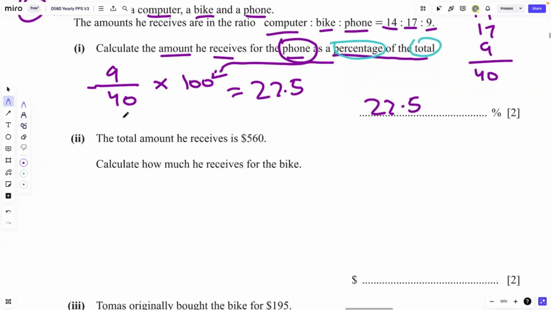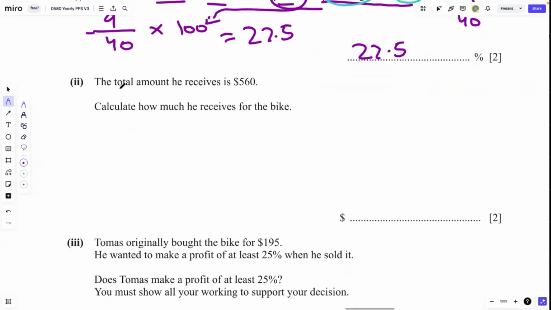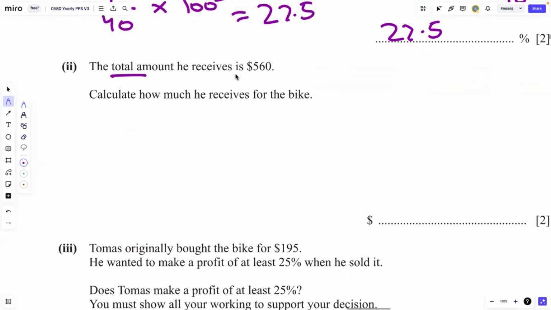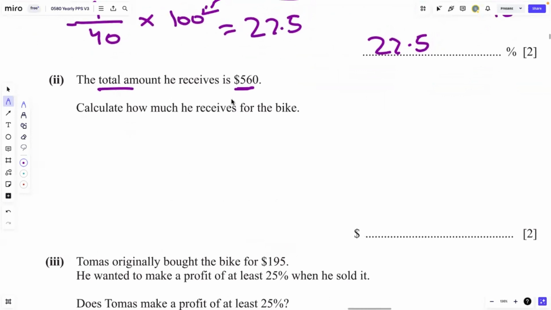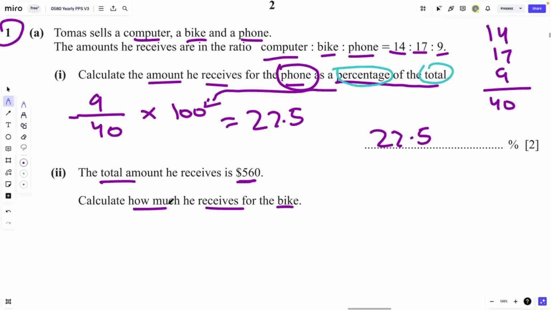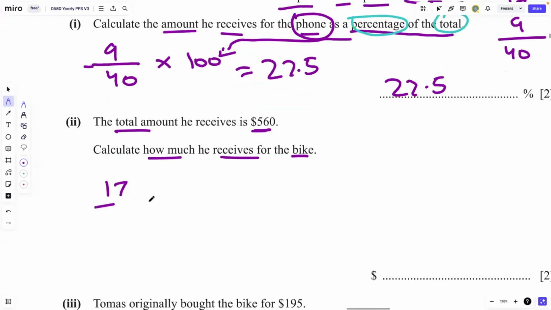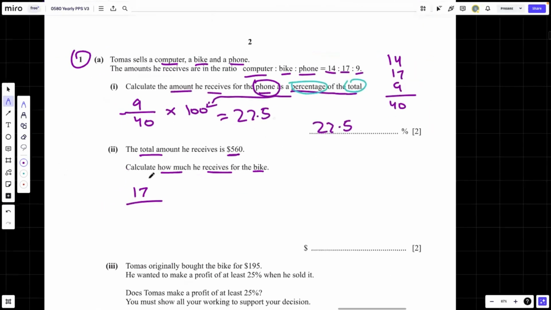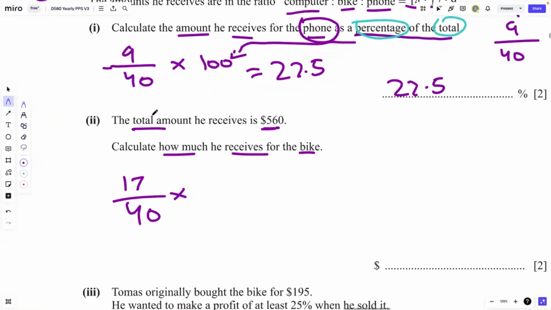Now the total amount is given in dollars, not in percentage, and the total that he receives is 560. Calculate how much he receives for the bike. For the bike, the ratio was 17 and the total was 40. Again, we are going to proportion it to the total because he has received the total amount to be 560. So 17 times 560 divided by 40 gives us $238.